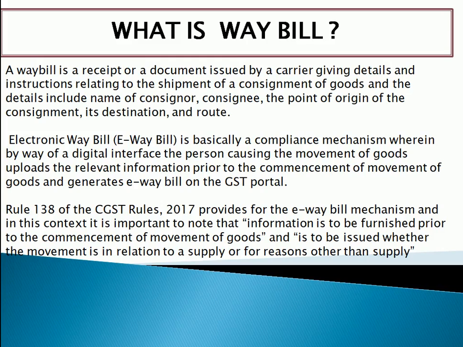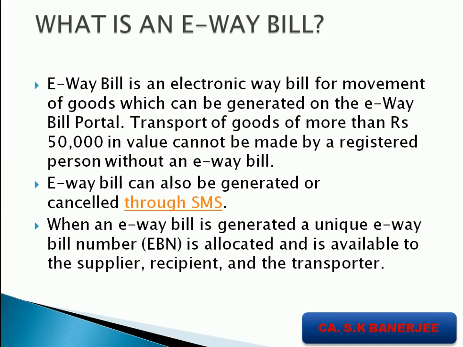So first of all, you have to furnish information regarding the movement of the goods prior to the movement of the goods taking place, and you have to file this e-way bill whether or not the movement of the goods is in relation to a supply. Even if the movement of the goods is for reasons other than supply, you have to file an e-way bill if you're moving the goods. Now there are certain exceptions which I will deal with in the later part of the video.